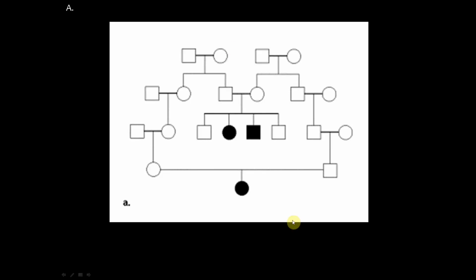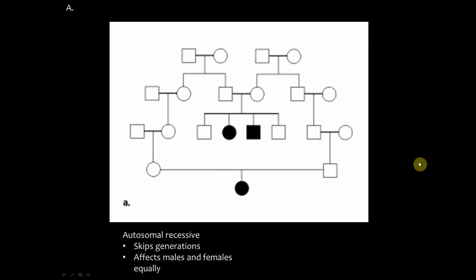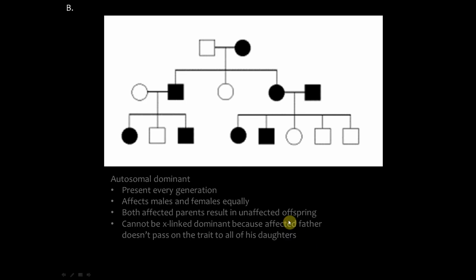So let's get started. So here's A, so pause the video if you want to do it now where it's large. And the answer is autosomal recessive. We know that because it skips generations, okay? You can see this trait is not present in every generation, and it seems to affect males and females approximately equally. It's not just males that we're seeing that are affected. So I think that it's autosomal recessive. All right, here's the next one.